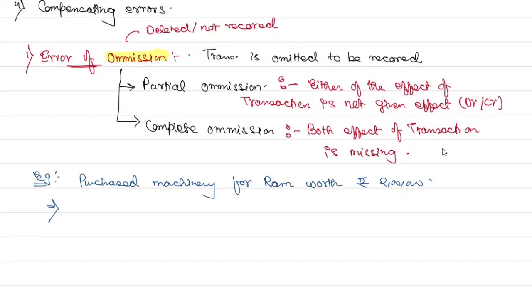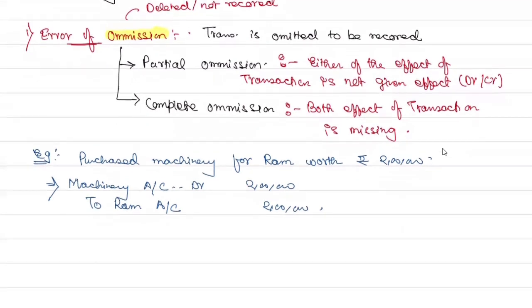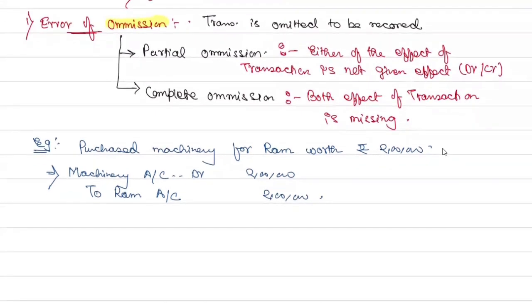Machinery account debit to Ram. Correct. 2 lakh and 2 lakh. Correct. Now, when I talk about omission, then what actually has happened? We have forgotten to give effect to either one side or both sides.